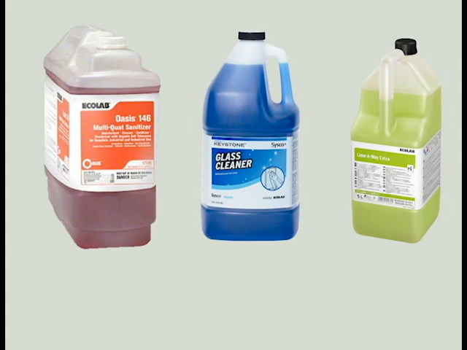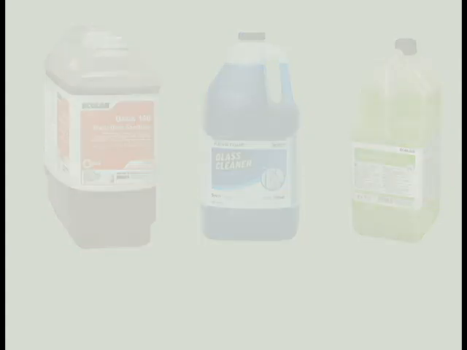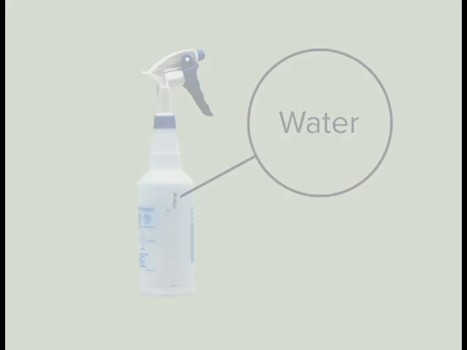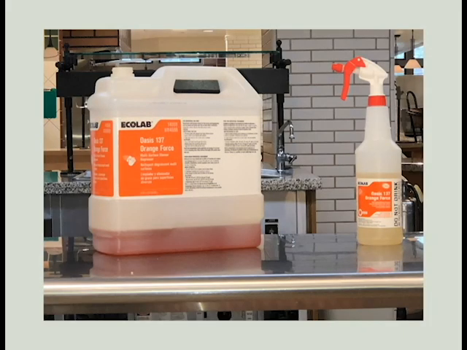All chemicals need to be labeled properly no matter what container they are in. Water is the only exception to the rule, but the word water must be somewhere on the bottle. Oasis 137, an orange liquid, is used in many dining operations. As you can tell, the chemical labels are different.